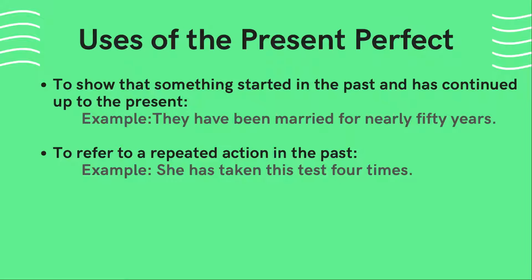Some common uses of the present perfect are to show that something started in the past and has continued up to the present. For example, they have been married for nearly 50 years. So they got married in the past, but they are still married in the present. And another use is to refer to a repeated action in the past. For example, she has taken this test 4 times. So this is an action that has happened many times in the past.